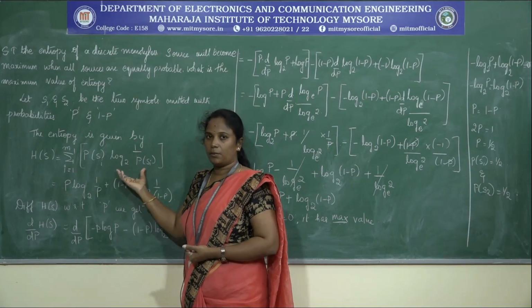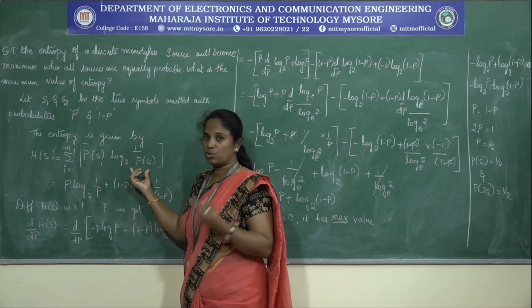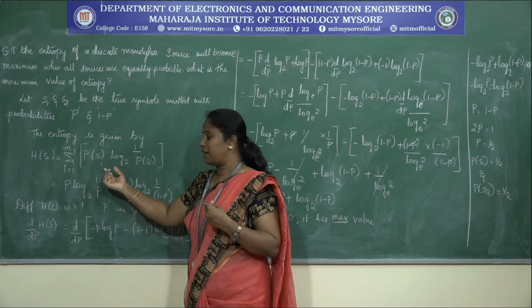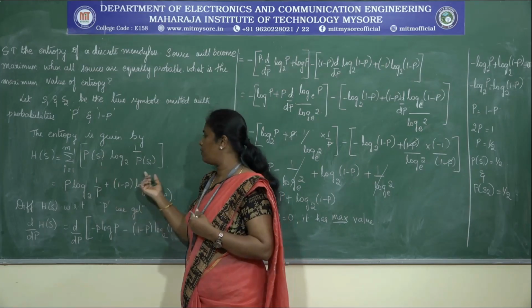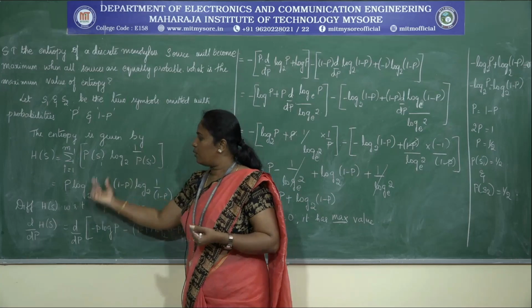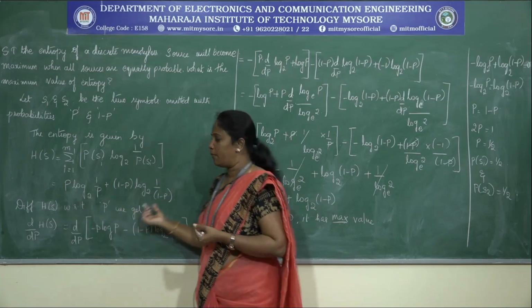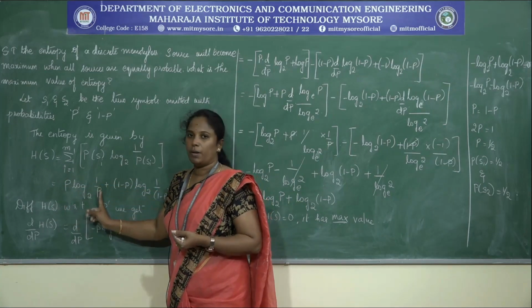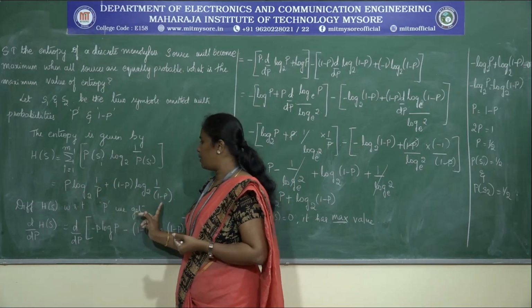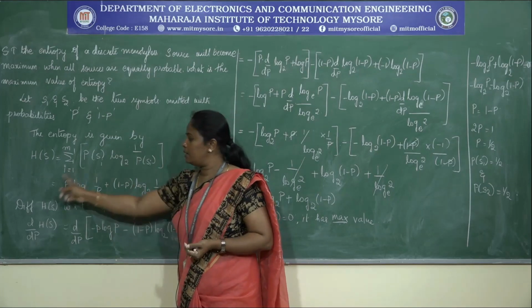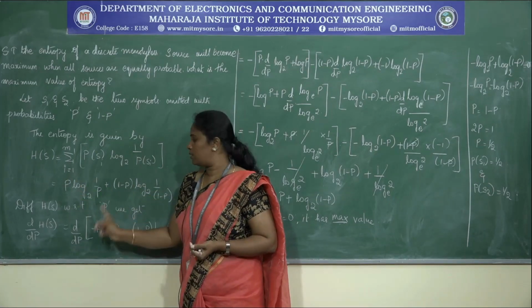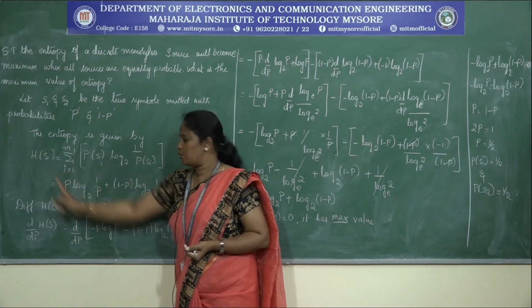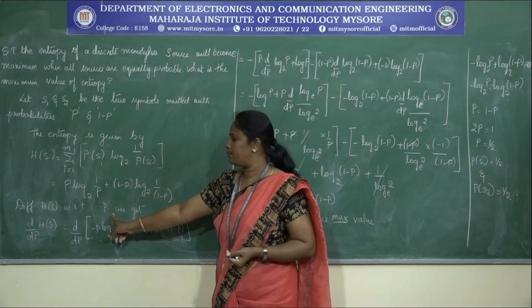Considering that equation, since we have two source symbols, the probabilities are P of Si in general, P of Si log of 1 by P of Si. Now we have the probabilities as P and 1 minus P. So the entropy equation can be written as P log of 1 by P plus 1 minus P into log of 1 by 1 minus P. Now we need to differentiate H of S with respect to the probability, that is P.